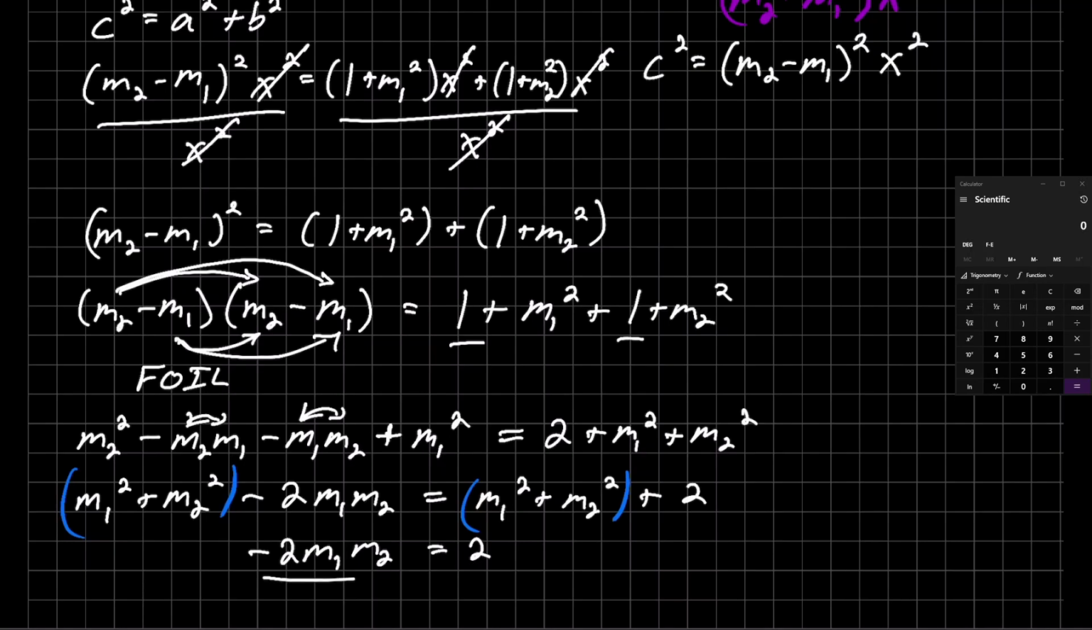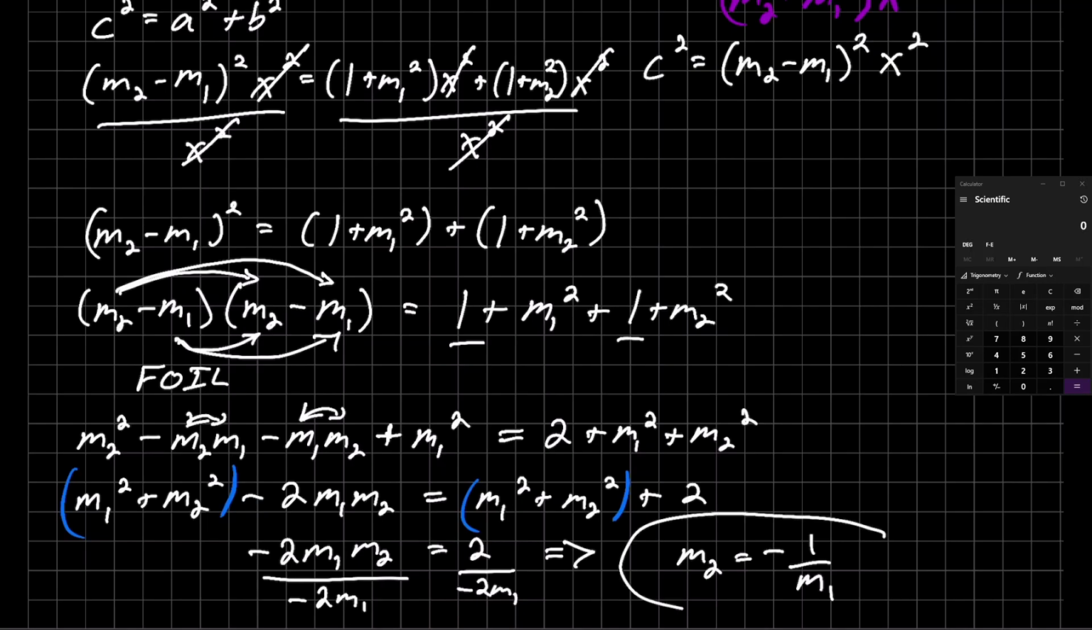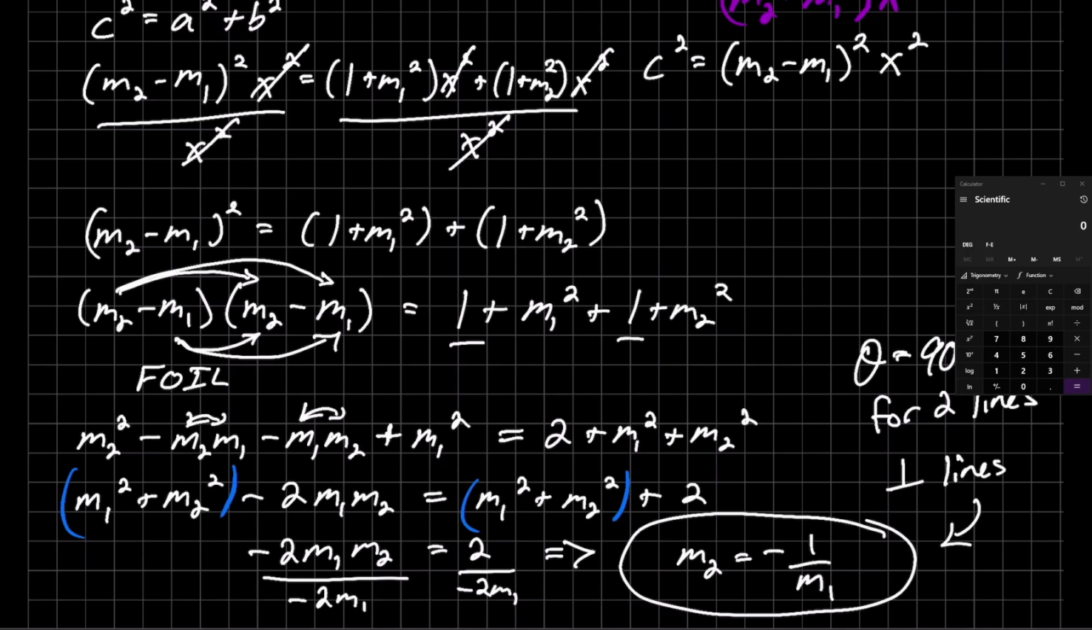If I end up dividing both sides by negative 2 m1, I get that, maybe I'll use an arrow so that we just rewrite the equation over here. m2 is equal to minus 1 over m1. So here's the relationship between the slopes. This is when theta is equal to 90 degrees for two lines. And so when you have perpendicular lines, you have this relationship right here.